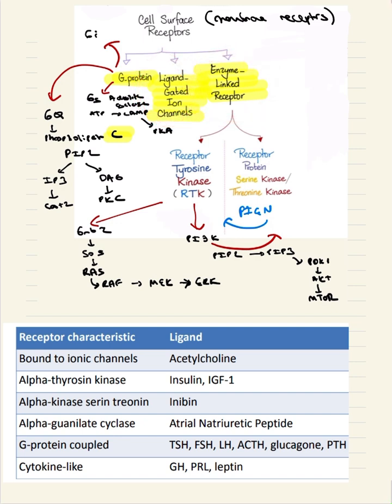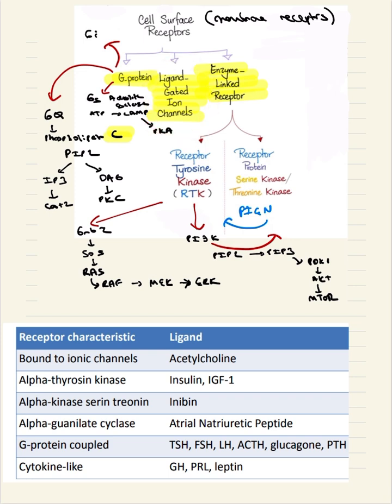So this could be a receptor tyrosine kinase or a receptor serine kinase, so non-tyrosine, okay? So it could be receptor tyrosine or non-tyrosine for enzyme-linked. Then you have your G protein, which you have GS, GI, and GQ. And then you have your ligand-gated, okay?